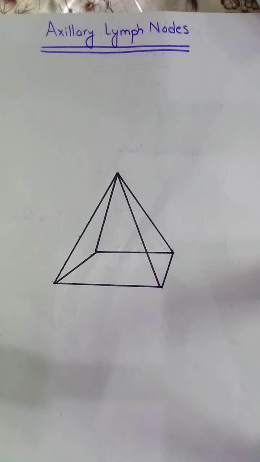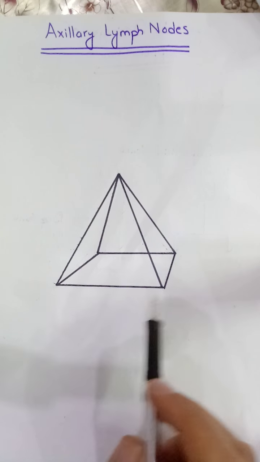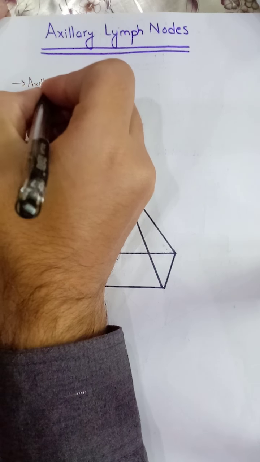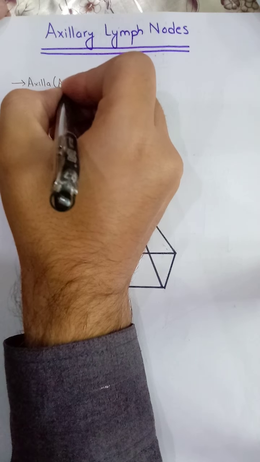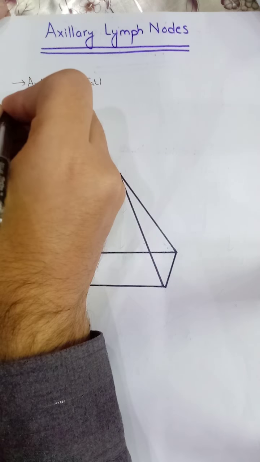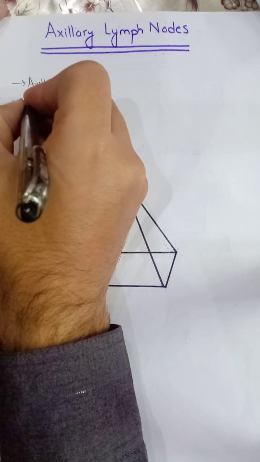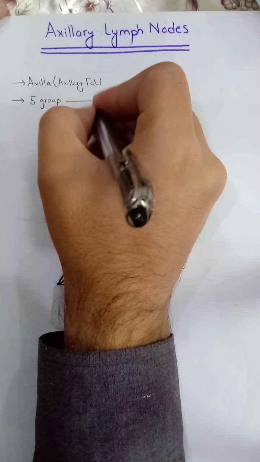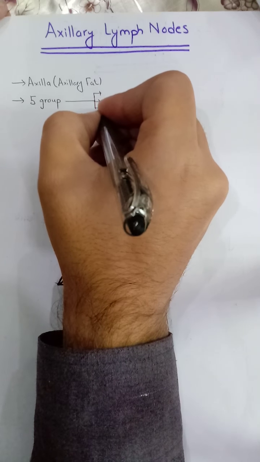So first of all we will see a brief introduction of axillary lymph nodes, and then we will see its explained form on this diagram. The axillary lymph nodes are present in the axilla, mainly in the axillary fat, and there are 5 groups of the axillary lymph nodes. We will see these groups also here.